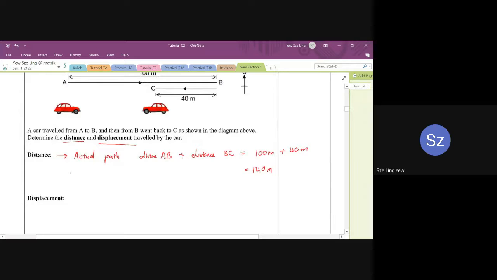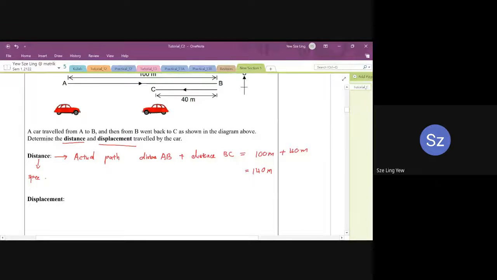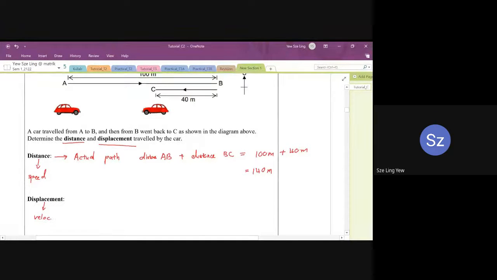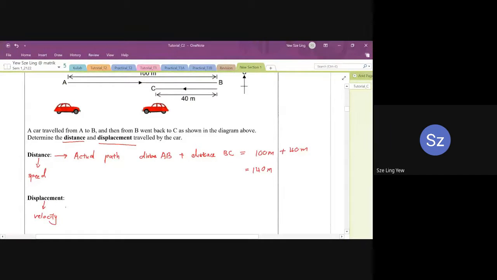Another reason why it is important to know the difference between distance and displacement is that we use distance to calculate speed, whereas we use displacement to calculate velocity. So it's very important to know the difference between scalar and vector quantities in chapter 2.